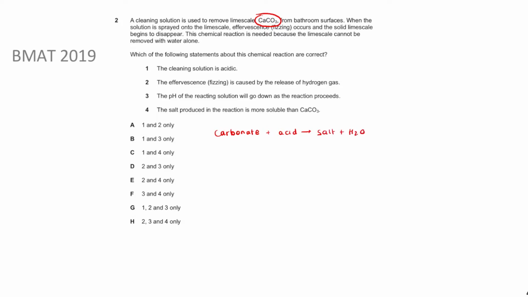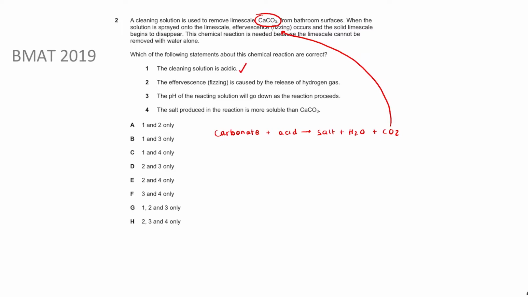And a carbonate, if you like, is kind of like an alkali, like a hydroxide. So remember, acid plus base gives salt plus water, but the difference with the carbonate is that you have carbon and a few more oxygens involved, and that gives rise to the fact that you also produce CO2 in these reactions, and that is actually what's causing the fizzing that we can see here. So the cleaning solution must be acidic for us to be producing the effervescence. So 1 is true.